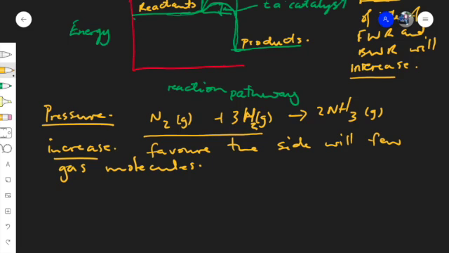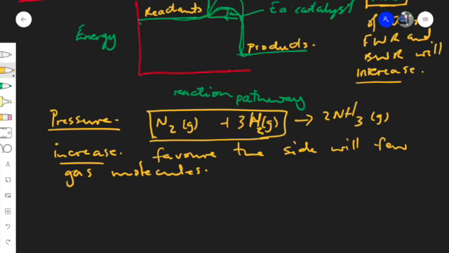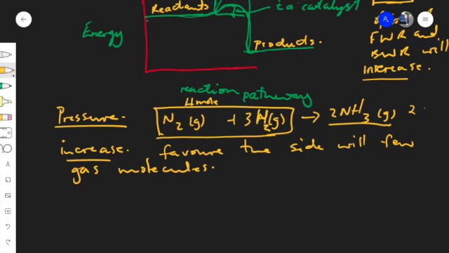In this case, we've got to count the number of gas molecules in the reactants, and in the reactants we have got 4 gas molecules. And here we have got 2 gas moles. Right, so it means that the forward reaction is therefore going to be favored because we have fewer gas moles, which means that yield is going to increase.